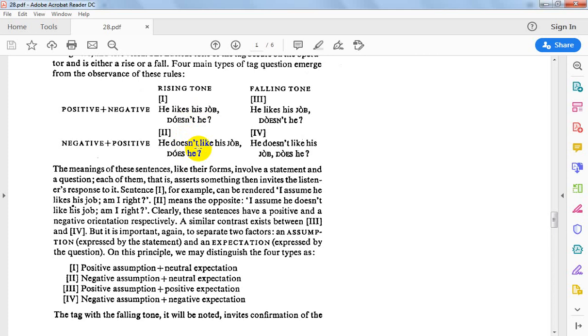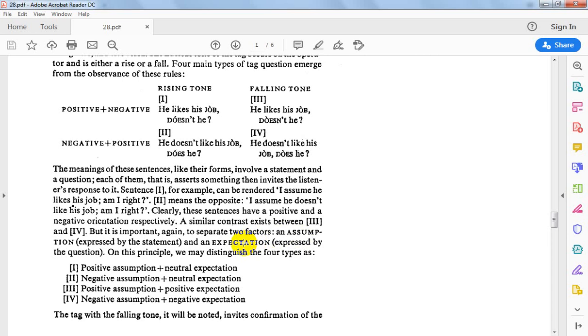A similar contrast exists between 3 and 4, but it is important again to separate two factors. Let's agree on new terms. Before, we called them superordinate and tag question. The main sentence, the superordinate, will now be called the assumption. And the tag question will be what? The expectation.